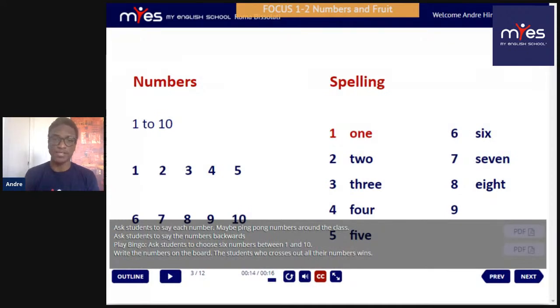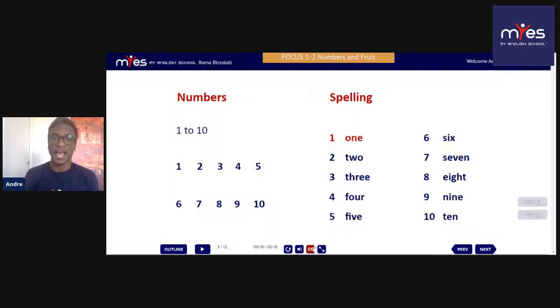Now, number 9. How is this one spelled? Like this. N-I-N-E. 9. N-I-N-E. 9. And finally, we've got 10. T-E-N. 10. Good, excellent. So those are the numbers and those are the spellings.